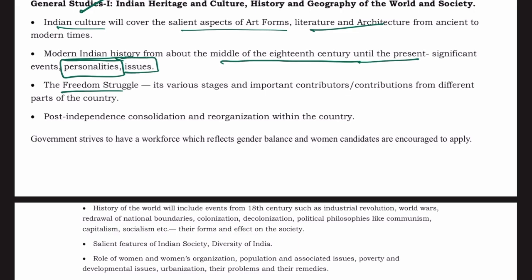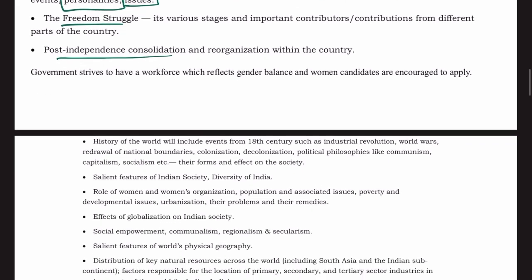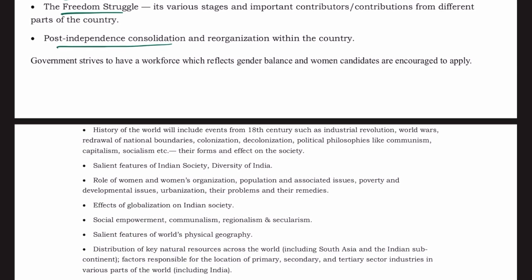This is also prelim specific, but here also it is asked. So you have to read it a little bit elaborately, so as to ease your mains preparation also, right? And post independence consolidation, it will be again this. Now what one thing comes here is subject interlinking.